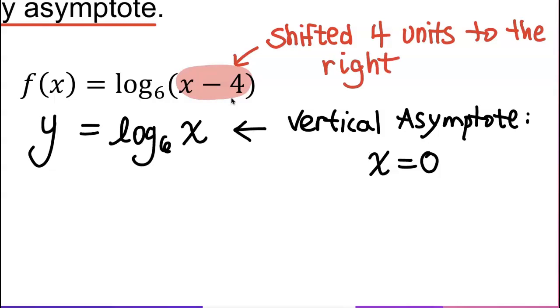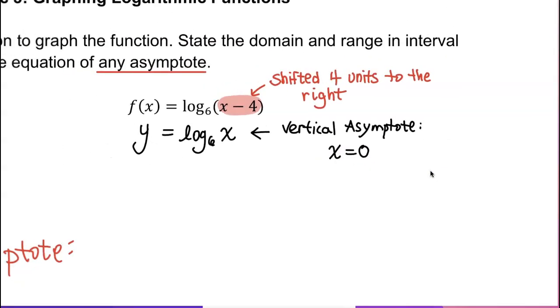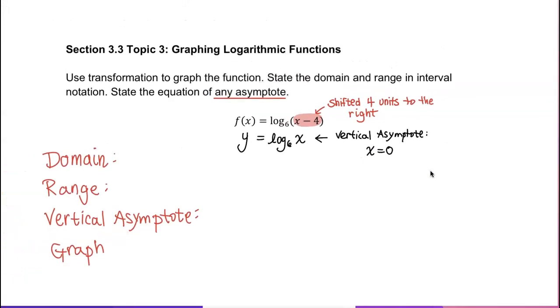So when the graph is shifted 4 units to the right, its vertical asymptote will also shift 4 units to the right. So the vertical asymptote is not at x equals 0 anymore, but if you go 4 to the right from 0, the new vertical asymptote is now going to be at x equals positive 4. So we found the equation of the vertical asymptote. Let's talk about the domain next.